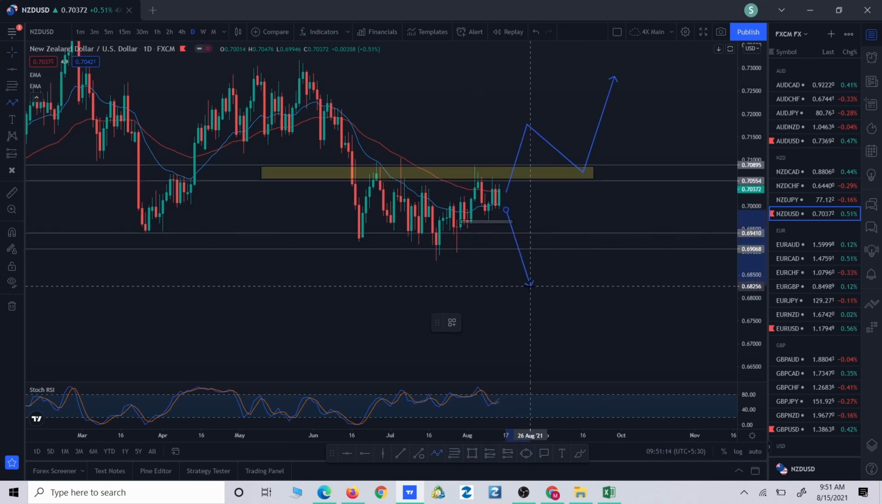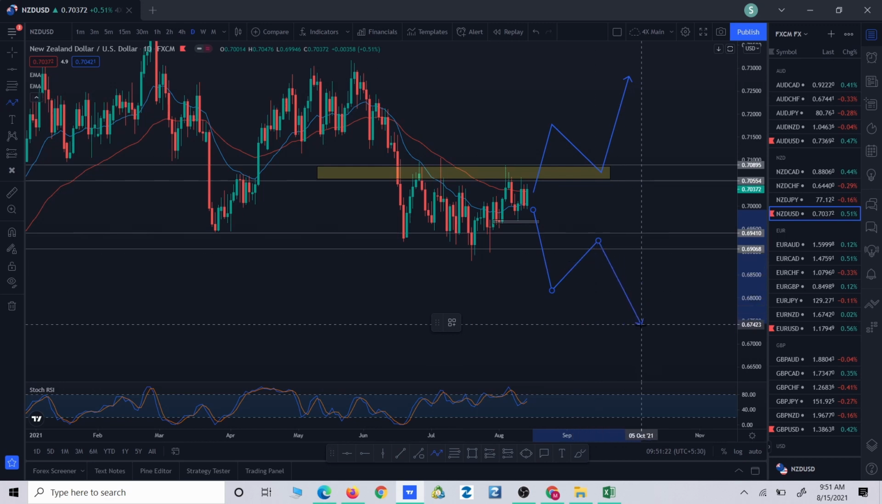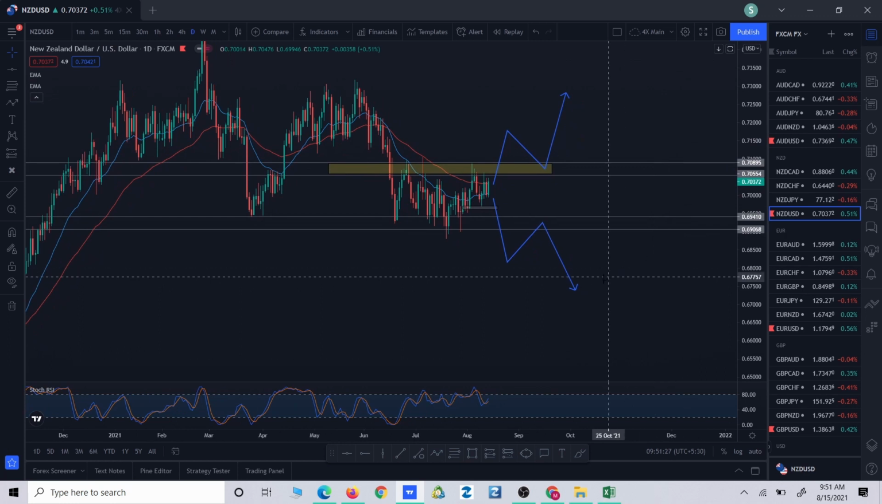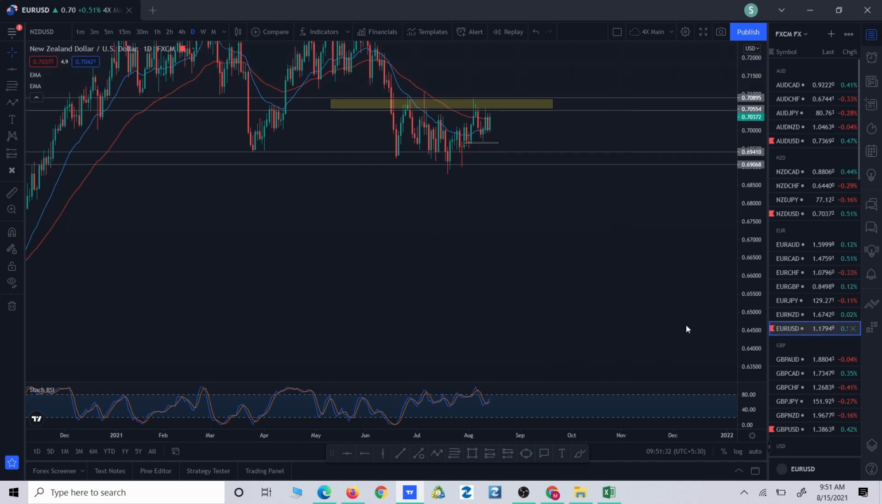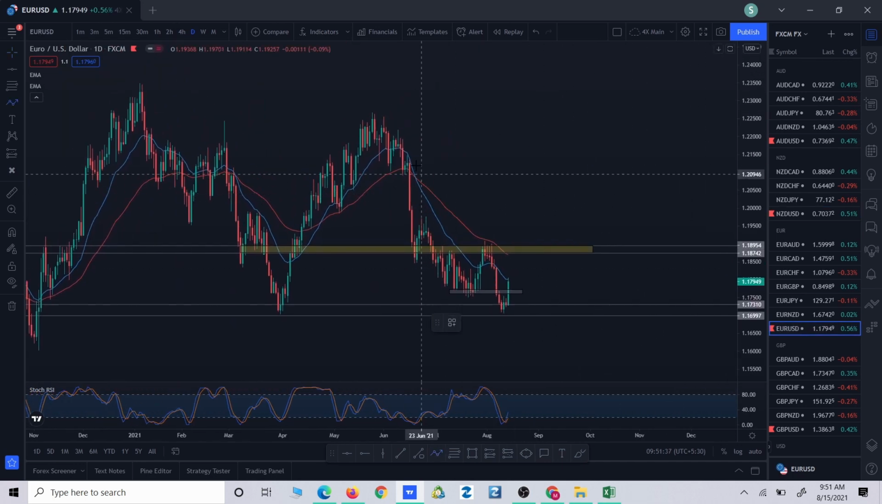Otherwise, we can also wait for the price to break below this low, and then we can wait for a pullback into the broken zone to go short. So these are the two possible scenarios that we see on NZDUSD. Next, we are going to talk about EURUSD. EURUSD, as we can see, is moving in a downtrend. Starting from here, we have the low, lower high, lower low, lower high, lower low, lower high, and now we made a lower low closing below the previous low.